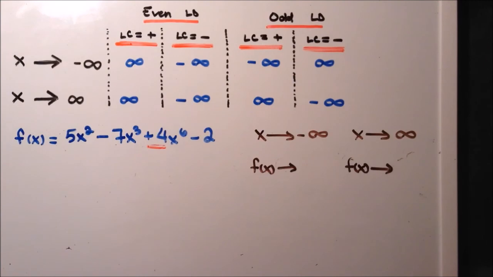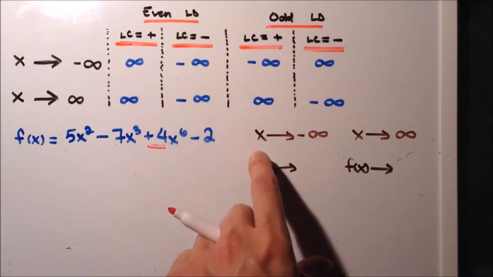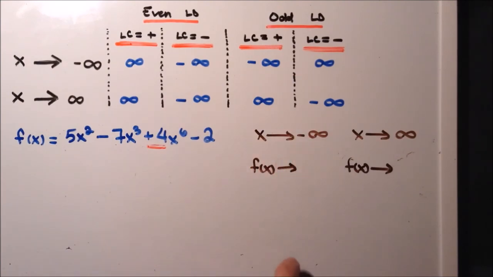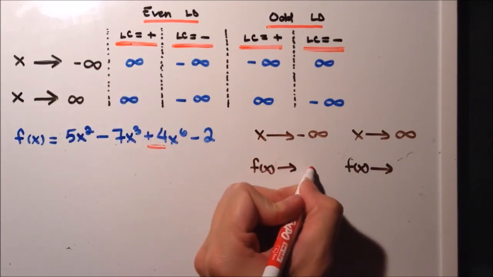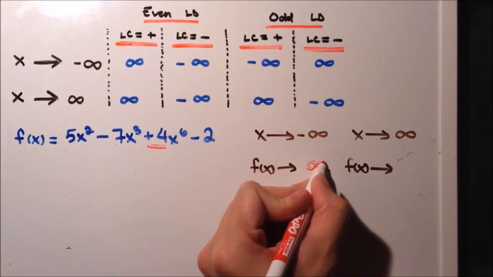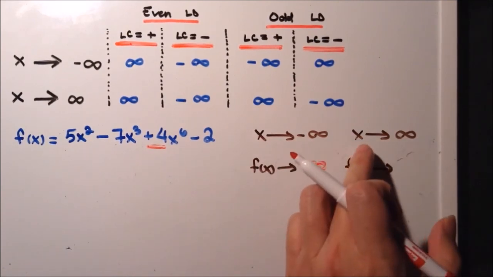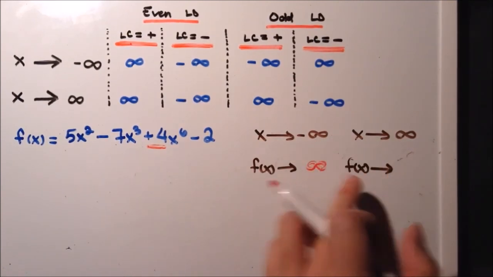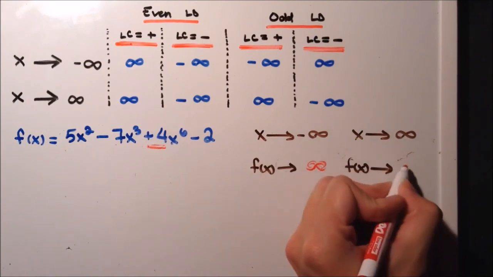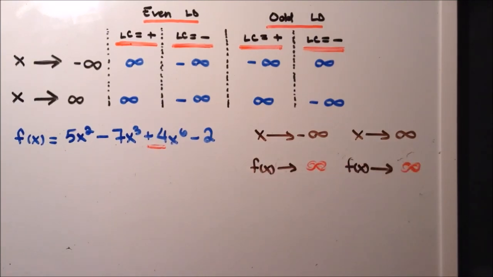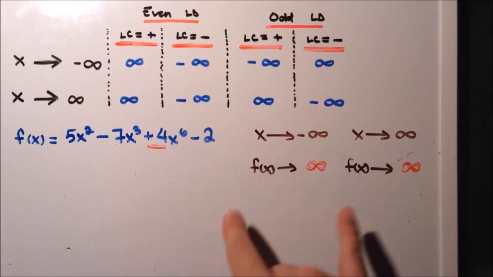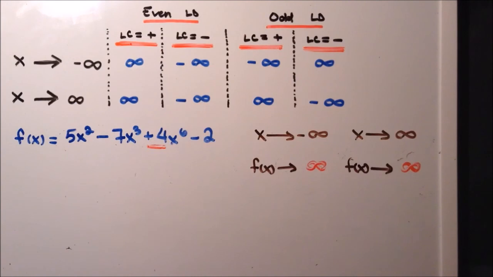So for the left side, as x approaches negative infinity, f of x should approach infinity. For the right side, as x approaches infinity, f of x will approach infinity. Now, these two would be the answer if I just ask you for the left side or the right side.